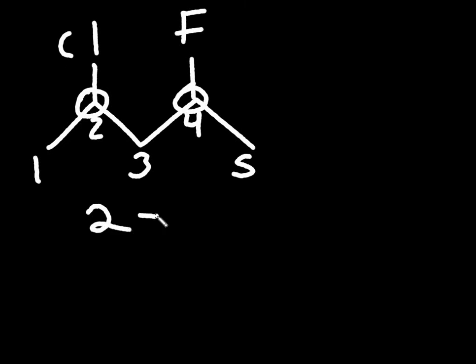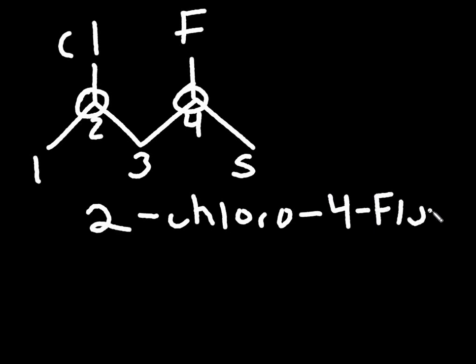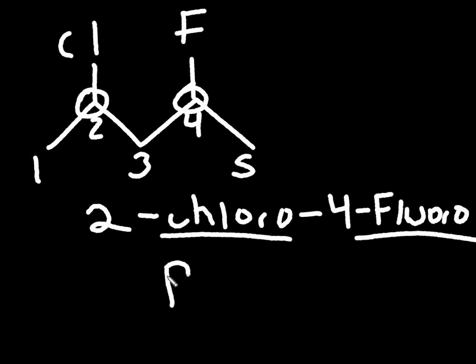And for the chlorine, you call it chloro. And at the fourth one, we have a fluorine, and this would be called fluoro. And remember, it's alphabetical order for these as well. And the parent chain is a pentane. We have 5 carbons. It's the longest chain, so we have 2-chloro-4-fluoropentane.